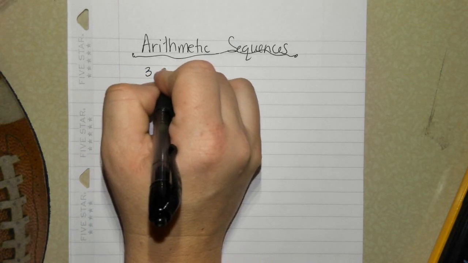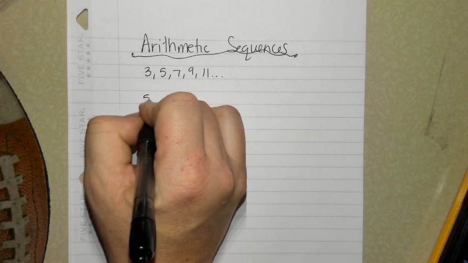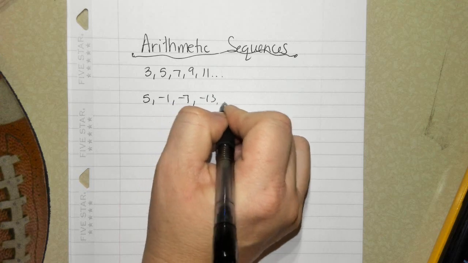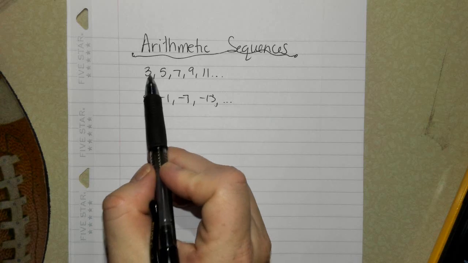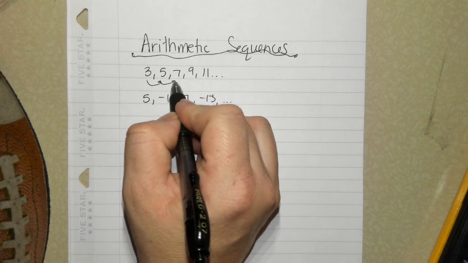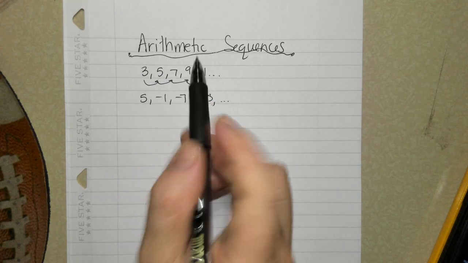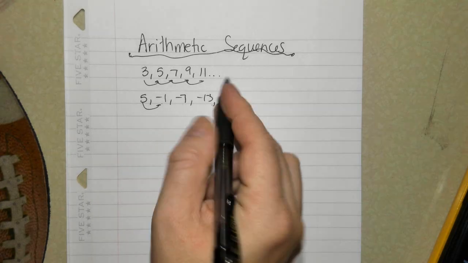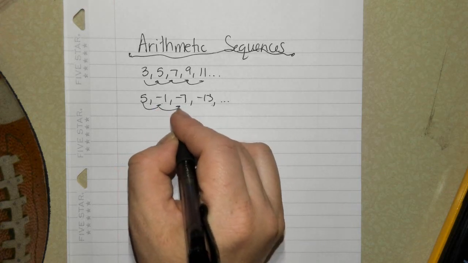I'm going to give you two examples. Both of these are examples of arithmetic sequences. Arithmetic sequences would be a list of numbers, and to get from one number to the next, you have a common difference. So in this case, I'm adding 2 every time. In this case, to go from 5 to -1 to -7 to -13, you are subtracting 6 every time. Has to be the exact same number.